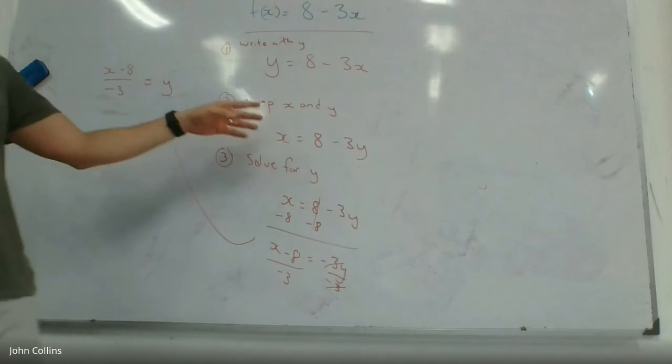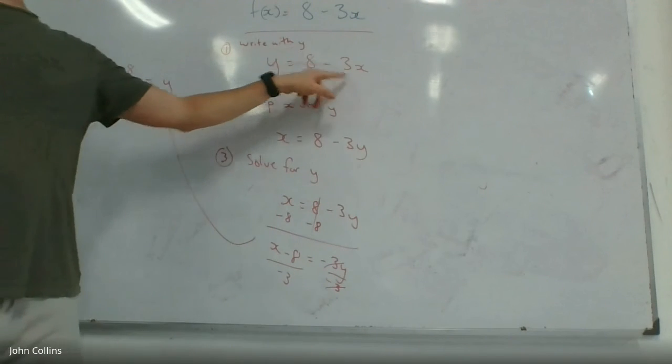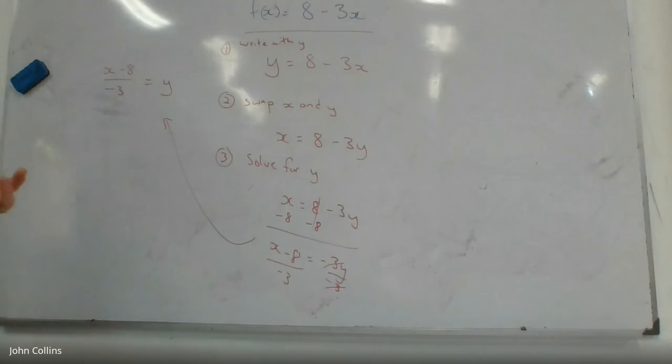Think about what you were doing. You were multiplying by minus 3 and adding 8. What's the opposite of doing that? Dividing by minus 3 and subtracting 8. It's just the opposite operation.